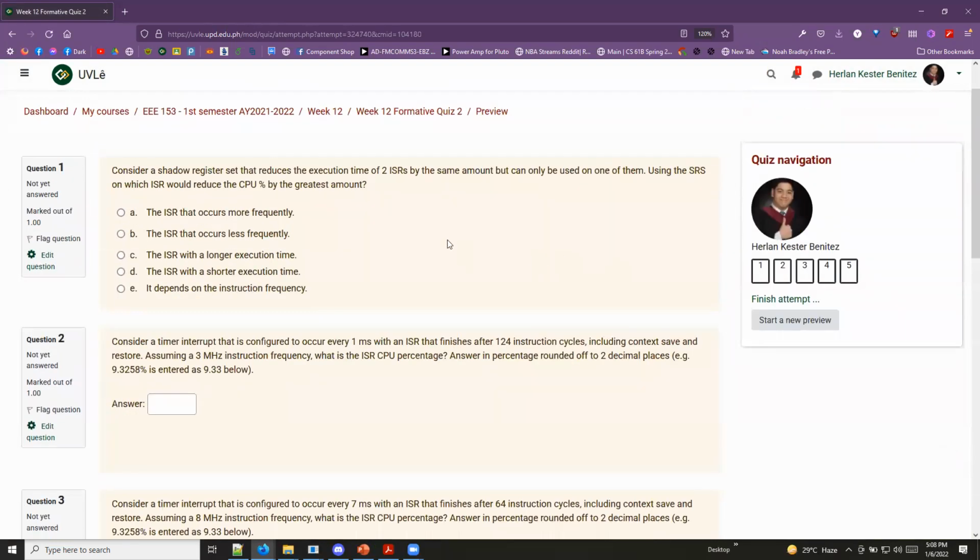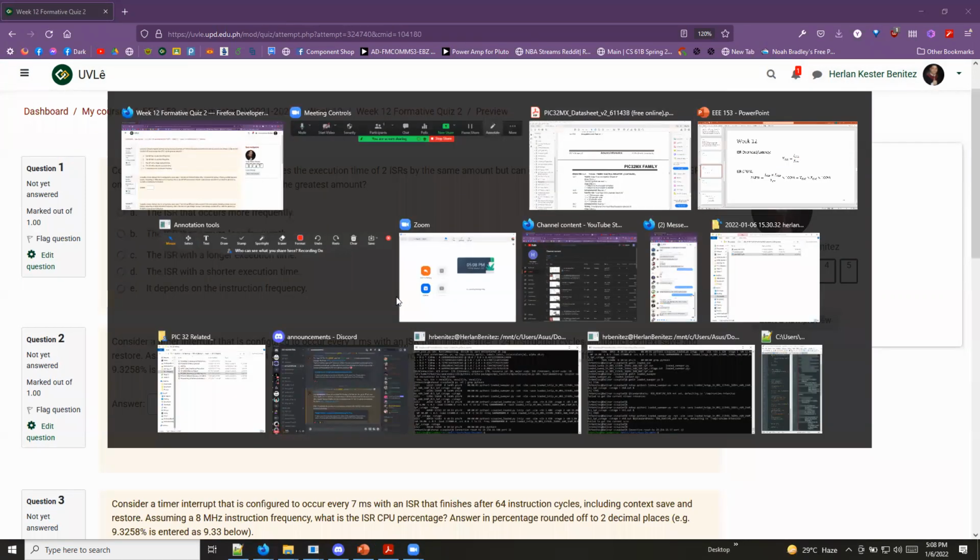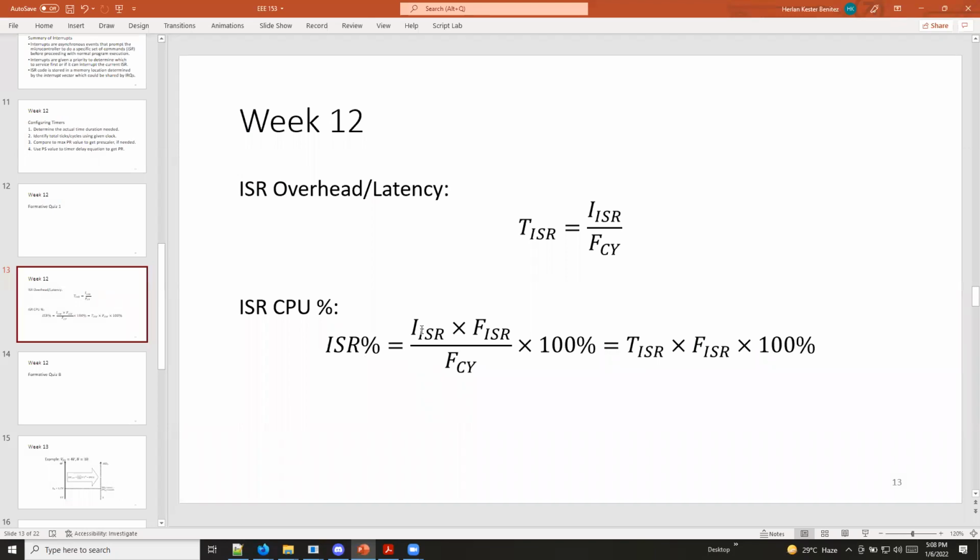Okay, so the first question is: consider a shadow register set that reduces the execution time of 2 ISRs by the same amount, but can only be used on one of them. Using the SRS on which ISR will reduce the CPU percentage by the greatest amount? So, CPU percentage, looking back at our slides.